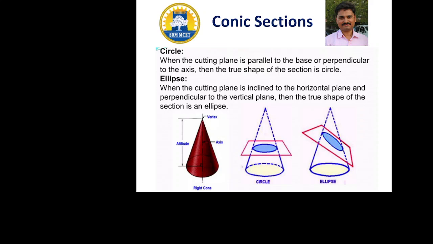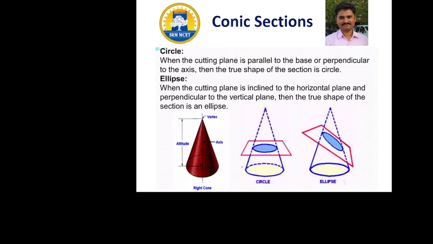What is a cone? A cone has a base circle at its bottom and a point called the vertex or apex at its top. Suppose the cone is cut by a plane. Then, based on the position of the cutting plane, we can get various types of conic sections.